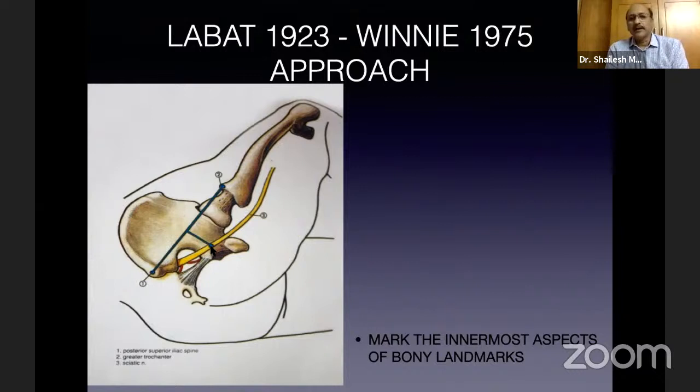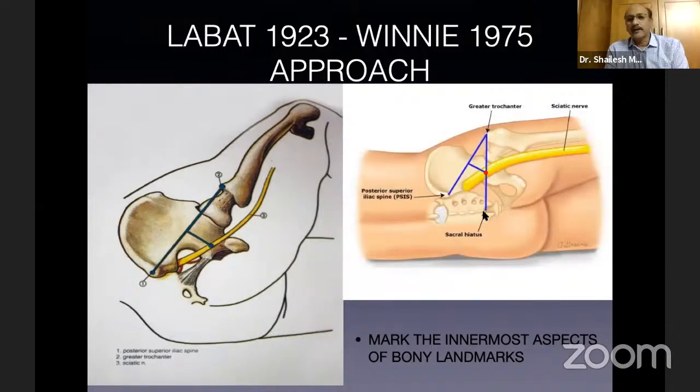Now this is quite a deep block, and Winnie added one more line from the greater trochanter to the sacral hiatus. So there is one more extra landmark, so that this is much more accurate than Labat's. That is what I have found.